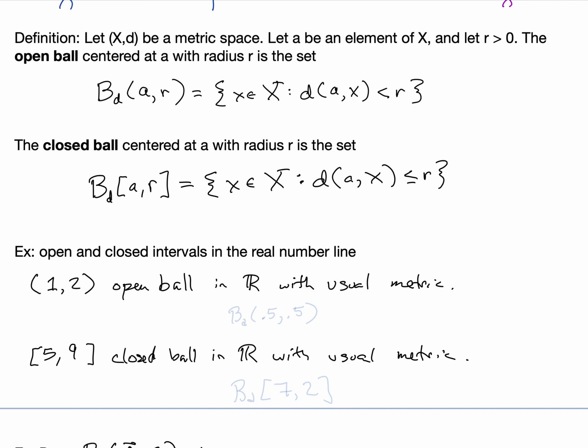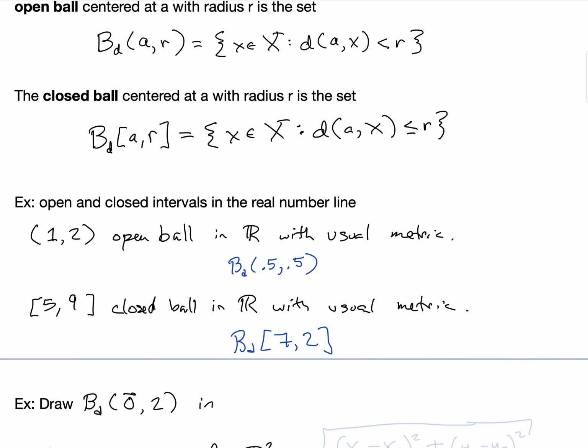Let's just observe that open intervals and closed intervals are open balls and closed balls respectively in the real number line. So for example, the open interval from 1 to 2, we could think of that as the open ball B_d, usual metric, centered at 0.5 with radius 0.5. And then the closed interval from 5 to 9, well, that would be the closed ball. Now we have square braces to denote closed. The center of that is 7 and it has radius 2. So each of these things are open and closed balls in R with the usual metric.